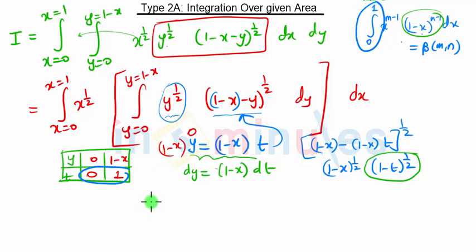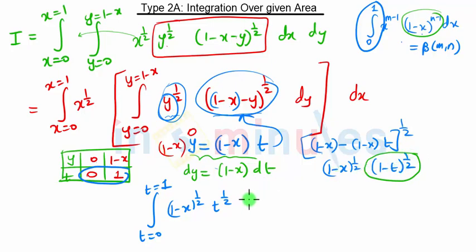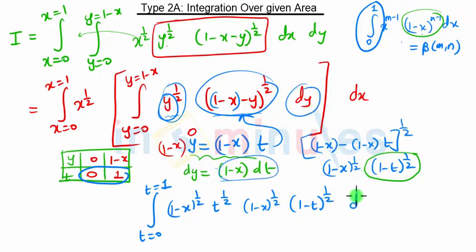function only. So we have the new limits, going from t equal to 0 to t equal to 1. Y is nothing but 1 minus x into t the whole raised to half, so we have 1 minus x the whole raised to half, t raised to half, and this term we have simplified here as 1 minus x the whole raised to half, 1 minus t the whole raised to half, into dy. Dy is nothing but 1 minus x into dt, so here we have 1 minus x into dt, and this part will remain as it is. So first we will simplify this part.